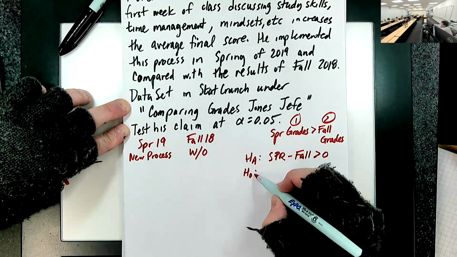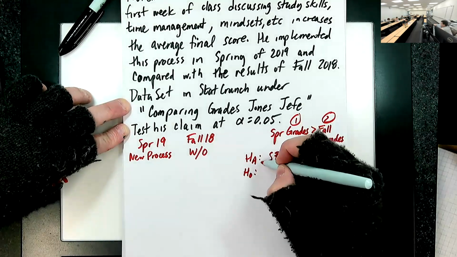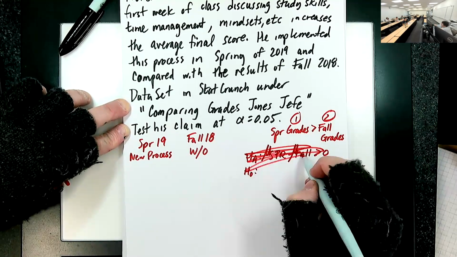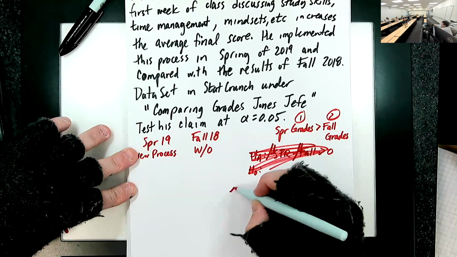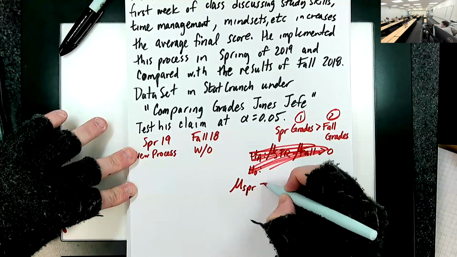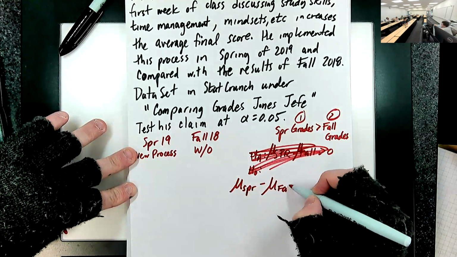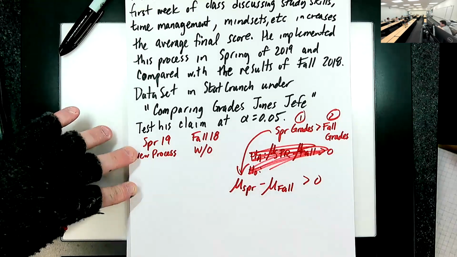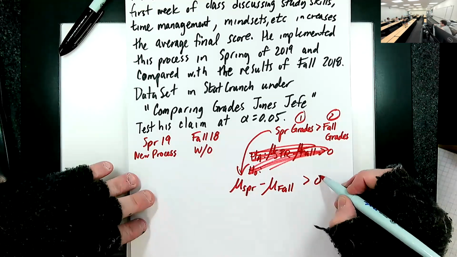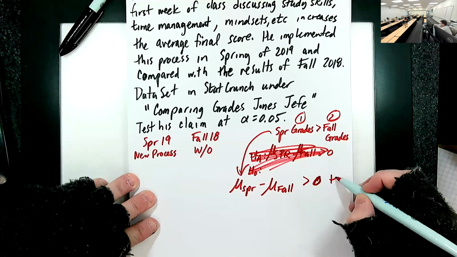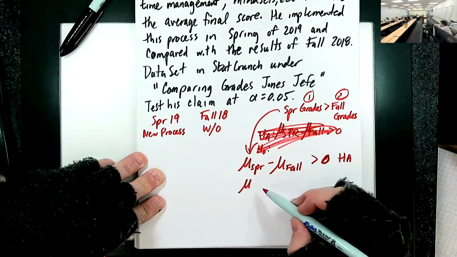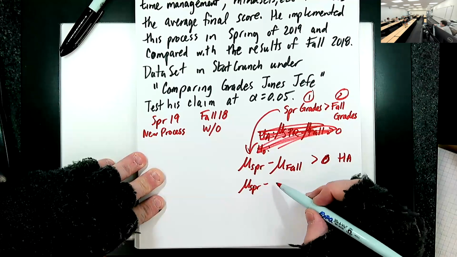H naught, and when I say that, I mean the mu of spring minus the mu of fall, let me make this where there's more room. Mu of spring minus mu of fall is greater than 0. That's me translating this line down here to our math talk. That's HA, which means H naught has to be the equal one.